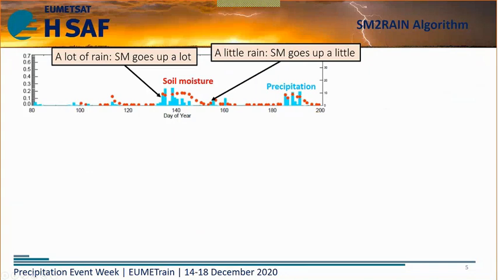It is based on the strong relationship between precipitation and soil moisture. In this graph, you can see the blue bars represent the precipitation, while the red dots the soil moisture values. You can see that after a rainfall event, soil moisture increases. So we can use this relationship to link the variation of soil moisture with rainfall.